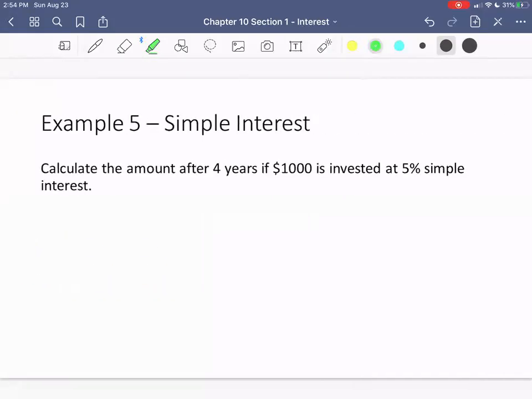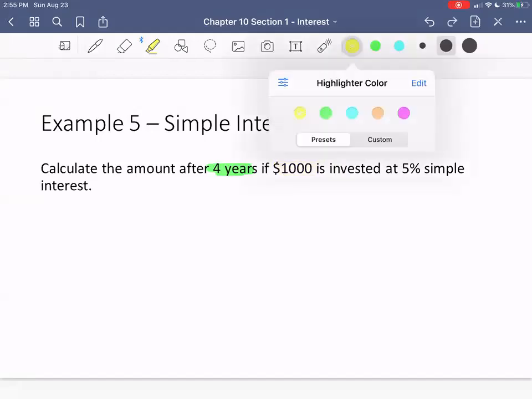Okay, so let's get to the example. This example says calculate the amount after 4 years. So here's our important part. So 4 years, and it is $1,000, and it's at a, sorry about that.